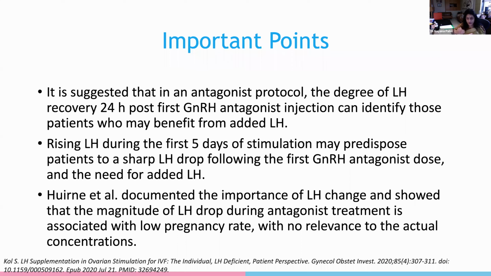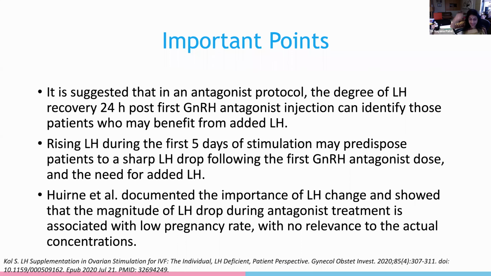And on that day when you give the antagonist, after 24 hours you measure the LH, it should recover by 50% or more. So today it's 1, tomorrow after I give the antagonist and measure after 24 hours, it should be at least 0.8. I'm just giving a hypothetical number. But in the first 5 days, supposing that LH increases, you give the first antagonist dose, the LH was 10, and the next day LH is 2. There comes the LH deficiency.